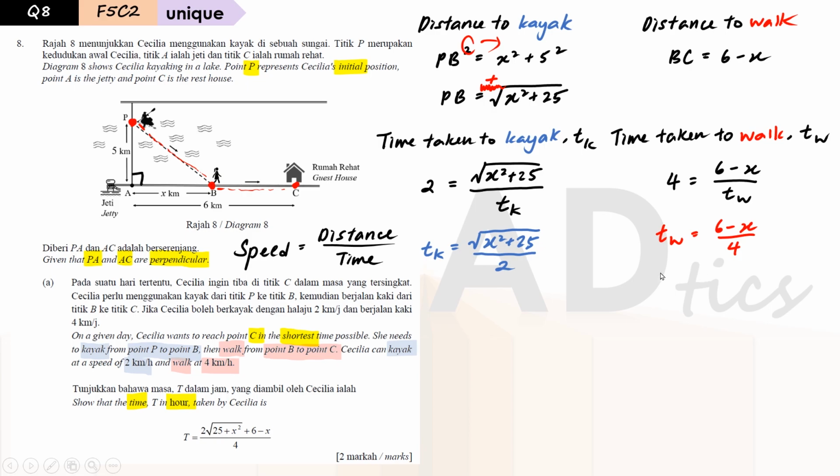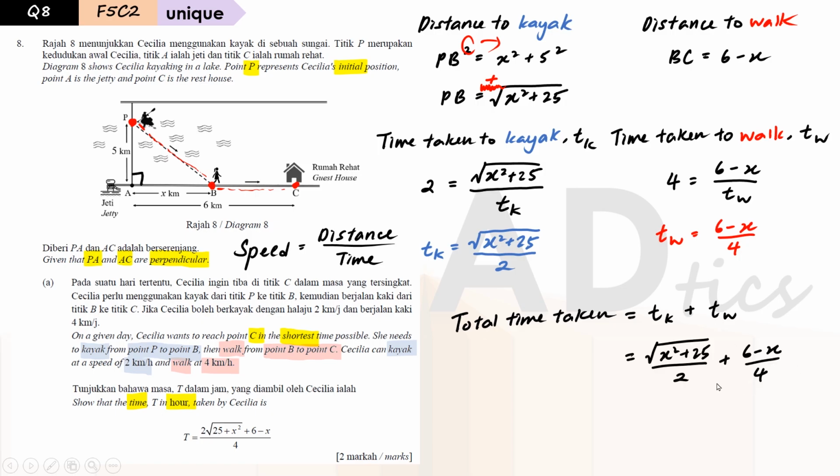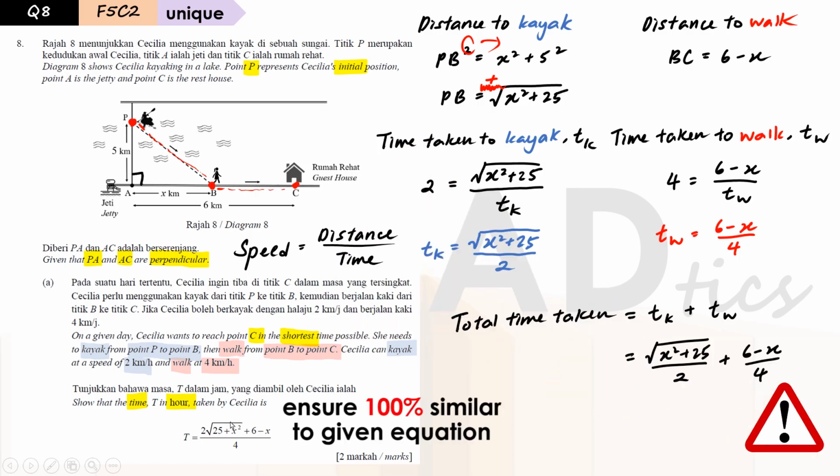Right, so now we have the time taken for the two methods of traveling. So to find the total time taken, very simple, we are just going to add them up together. Alright, so it will be something like this, but as you can see here, the equation that we need to prove only has one fraction. Here we have two, so no choice, we need to combine them.